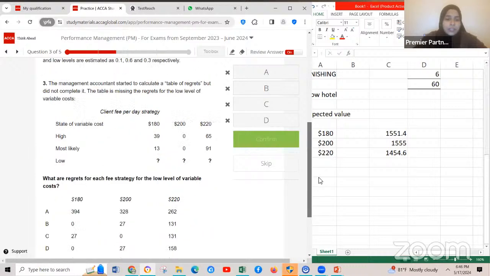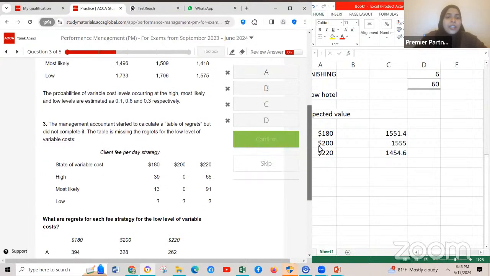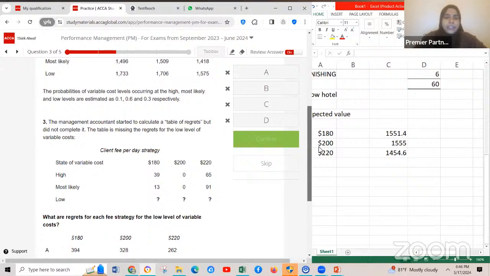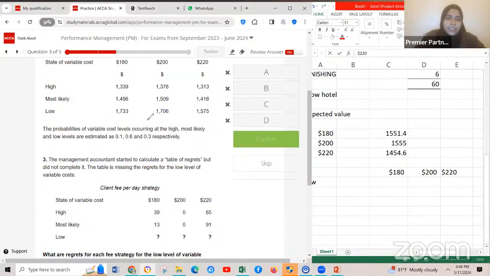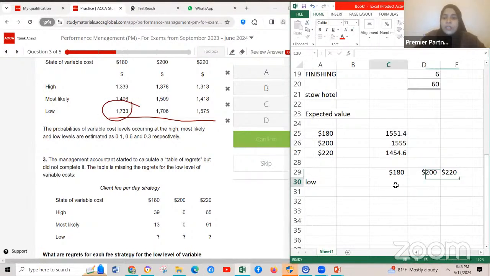Next one. The management accountant started to calculate a table of regrets, but did not complete it. The table is missing the regrets for the low level of variable cost, only that one. For 180, 200, 220, look at it horizontally. For low level, what is the best outcome? This is the best outcome for low level. So at the low level, if your price is 180, you have no regret at all.